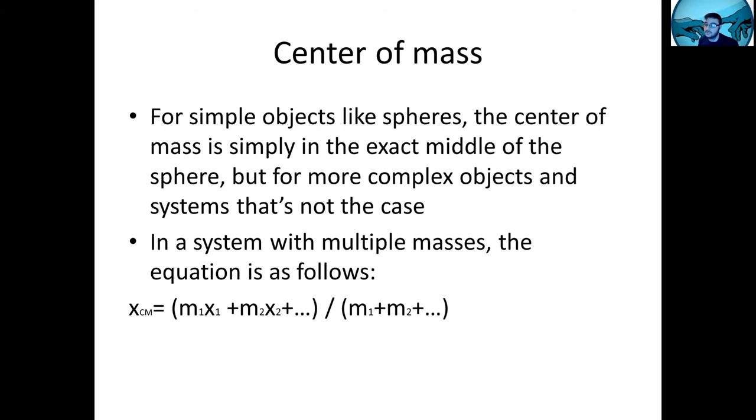So in a system that has multiple masses, the equation is as follows. This equation doesn't come up too often, but this is the equation for center of mass. x_cm, where cm is center of mass, is the location of the center of mass. It is equal to the mass of object 1 times the location of object 1, plus mass of object 2 times location of object 2, and so on, mass 3, location 3, whatever. And then all of that divided by mass 1 plus mass 2 plus mass 3 plus mass 4, as it goes on, okay? Let me show you a picture of that.